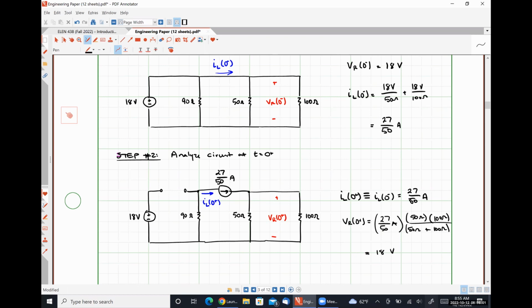And yeah, comes out to be exactly 18. How could it not be? Since we're taking a snapshot, in this specific instance they are staying the same because the current flowing through them did not change, because the current flowing through them is representative of an inductor current. So for this specific circuit, VR is not changing from zero minus to zero plus.